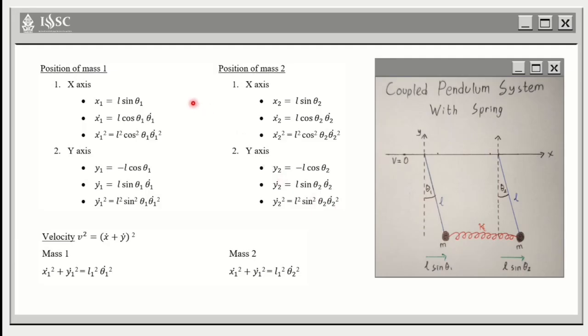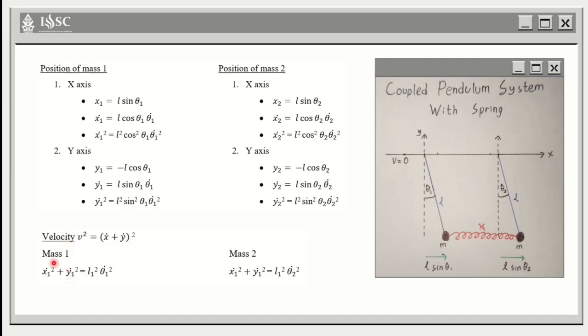Before we find the kinetic and potential energy, first we need to determine the position of the pendulum for each mass. In this case, there are two masses. This one is mass 1, and this is mass 2. So we need to determine the position in two coordinates, x and y, for both masses. And after we get the position of each mass in the x-axis and y-axis, we can put the value into the velocity here.